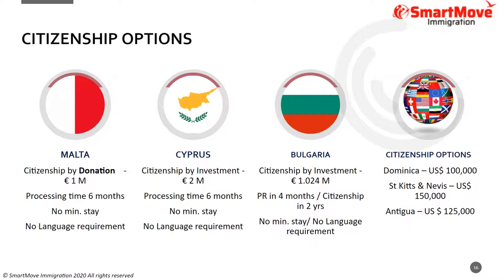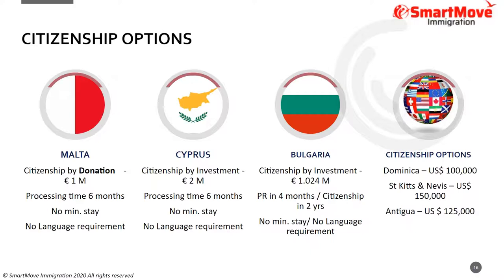So first, as you can see on your slides, we have Malta, which has a donation that you make of 1 million. So I'm going to break down the donation bit for you. You donate in funds. These are funds which are approved by the government. And a donation of approximately 650,000 euros is made. And you make an investment in government bonds of approximately 150,000 euros. So the money that you're investing in government bonds is something that you get back. But the donation is something that you spend so as to get your Maltese passport.